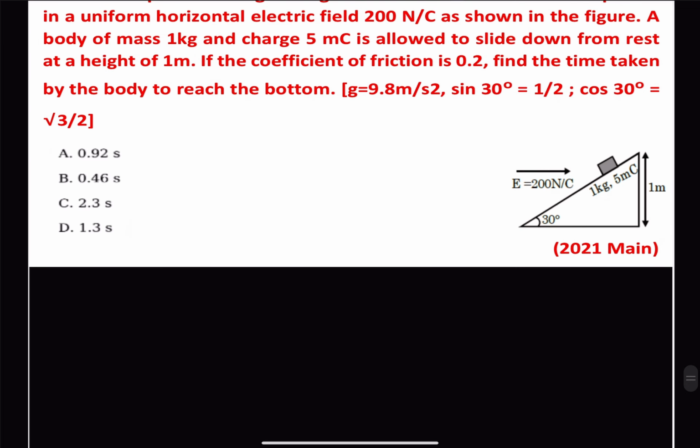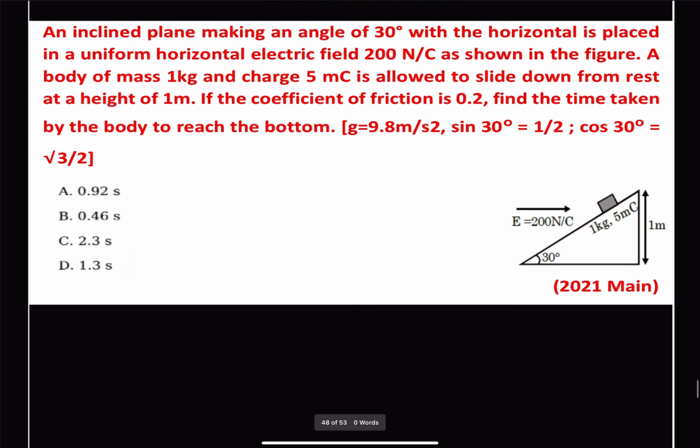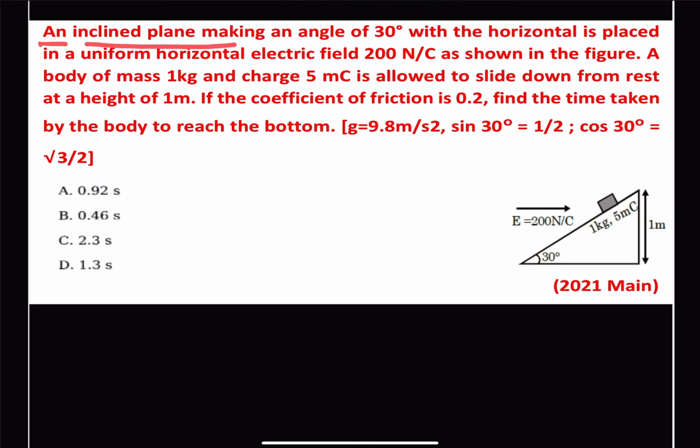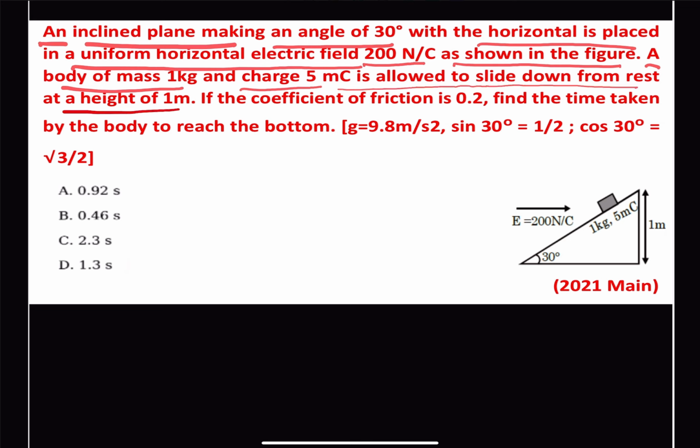We are given an inclined plane making an angle of 30 degrees with the horizontal, placed in a uniform horizontal electric field of 20 Newton per coulomb as shown in the figure. The body of mass 1 kg and charge 5 millicoulomb is allowed to slide down from rest at a height of 1 meter. If the coefficient of friction is 0.2, find the time taken by the body to reach the bottom. g is taken as 9.8 meters per second squared, and sine 30 and cos 30 are given to us.